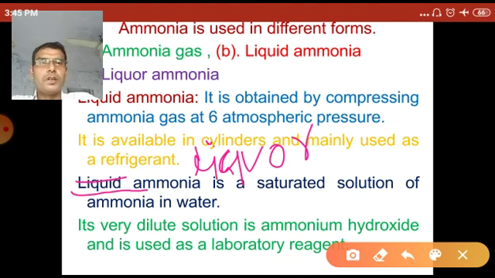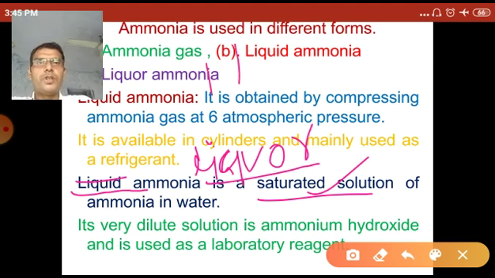That solution is called a saturated solution, and that saturated solution of ammonia is called liquor ammonia. Its very dilute solution is ammonium hydroxide and is used as a laboratory reagent.